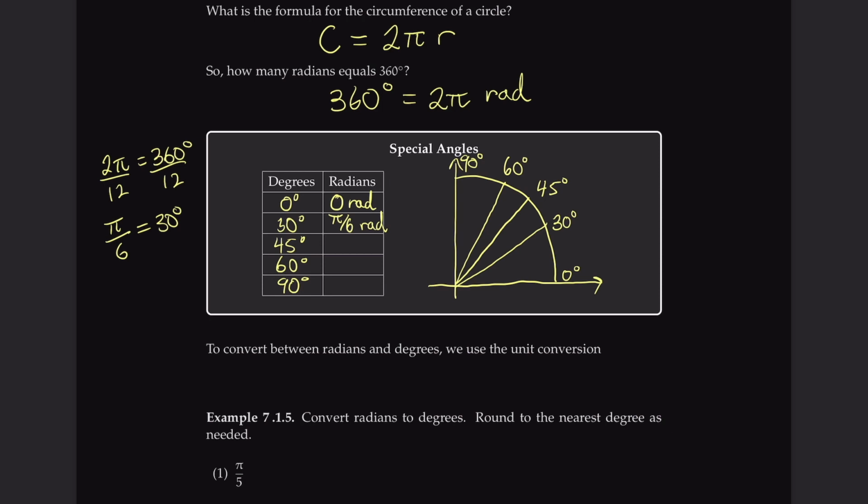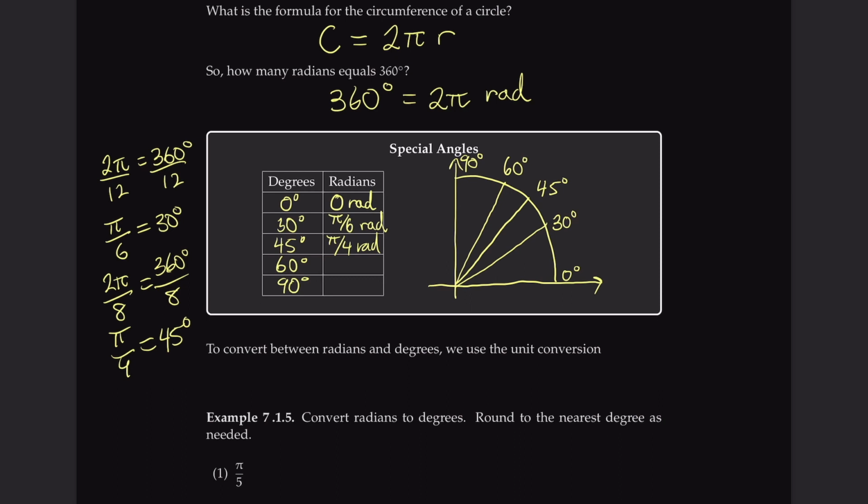We would get 90 if we divided by 4, and so to get 45, we're going to divide by 8. And so we're going to take 2 pi over 8 is equal to 360 degrees over 8, and that says that pi over 4 is equal to 45 degrees. And so we'll have pi over 4 radians.